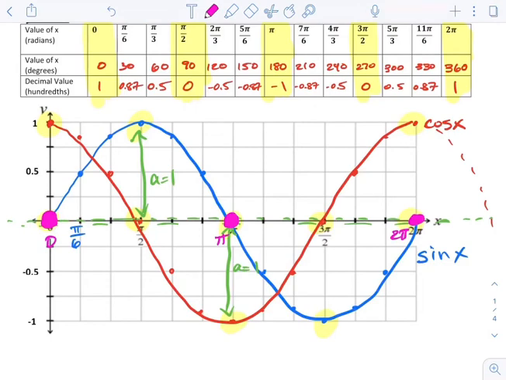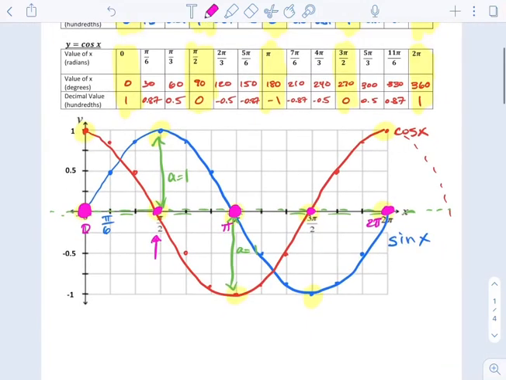Well, first one happens at pi over 2. Next one happens at 3 pi over 2. So that's 1 full pi away. Next one after that will be at 5 pi over 2. And then 7 pi over 2, and 9 pi over 2, and 11 pi over 2. So they're all 1 pi away from each other. The only difference is this one starts at pi over 2. So that's the first one.